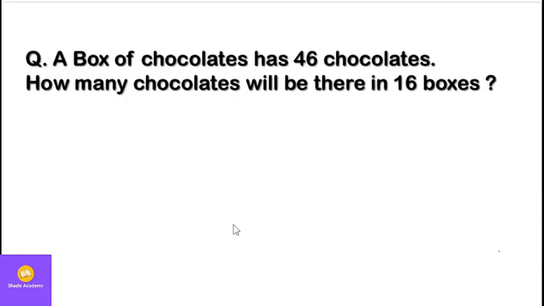I have a question for you in front of you. You can read the question. A box of chocolates has 46 chocolates, and how many chocolates will be there in 16 boxes? It is such a basic question.